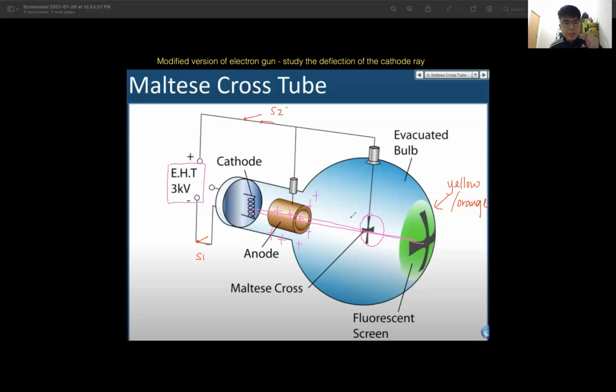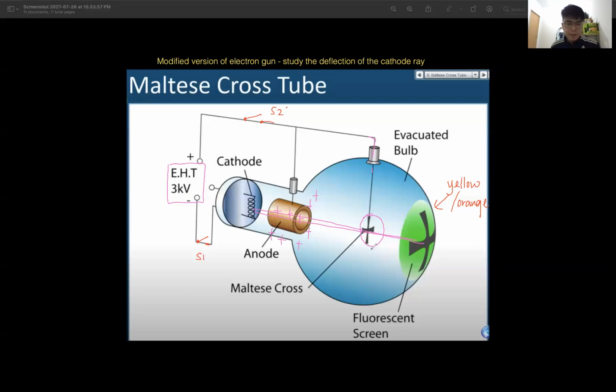The electrons that strike the cross will go into the circuit. You can see the cross is also connected to the EHT circuit. So when the electrons strike the cross, they are absorbed and go into the circuit, then come back. The electrons that pass through will hit the screen and produce a green light because of the fluorescence, and create a shadow of the cross.